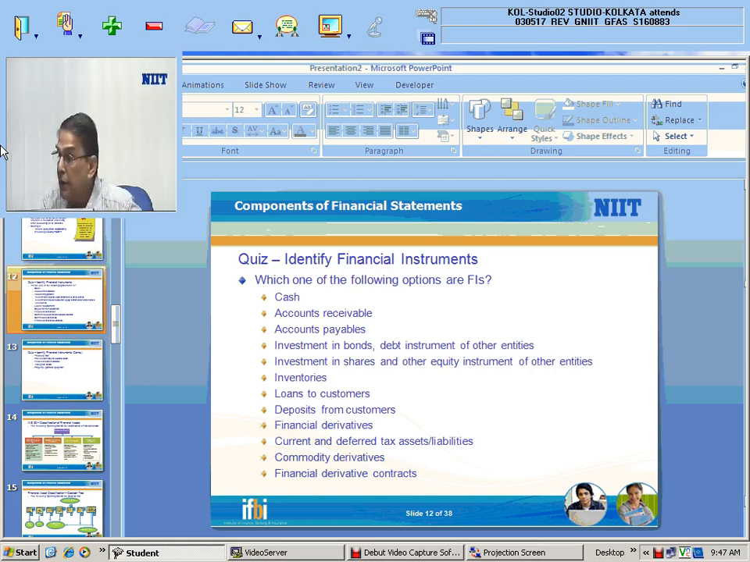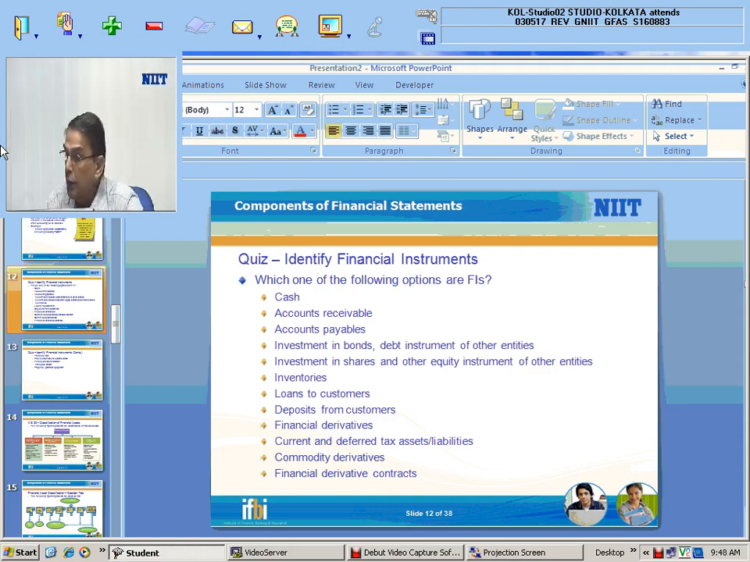Current and deferred tax assets or liabilities, are they financial instruments? Thank you, Divya, and Shivam also, I believe, has given the same answer. Current and deferred tax assets and liabilities are statutory obligations. Although they are obligations, they are statutory, not contractual, so they do not come under the definition of financial instruments.